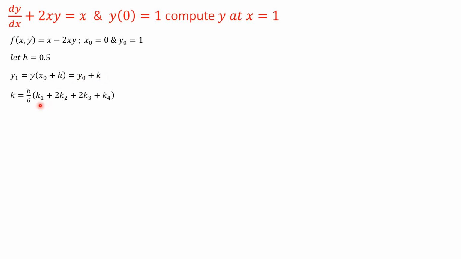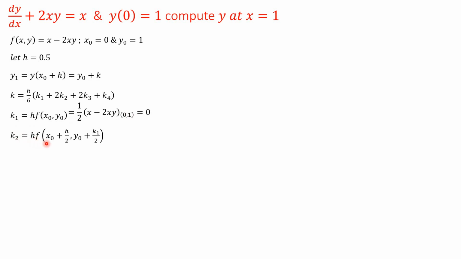So this is the formula for k. This is k1. So first find k1, which is h times f(0, 1), where f(x, y) is x minus 2xy, at 0 comma 1, because x0 is 0 and y0 is 1. So when you put x equal to 0 and y equal to 1, we get 0. So k1 is 0. Then find k2.